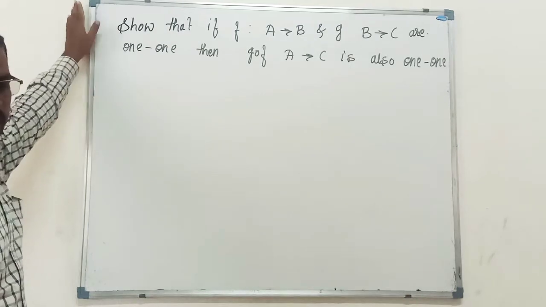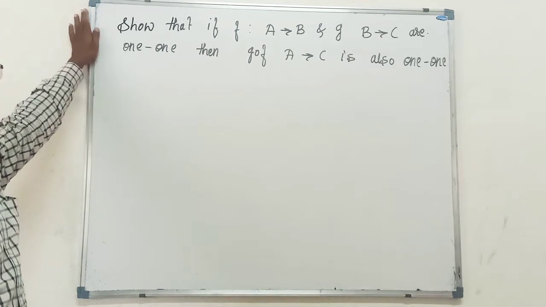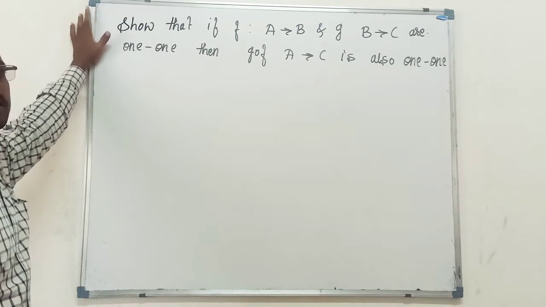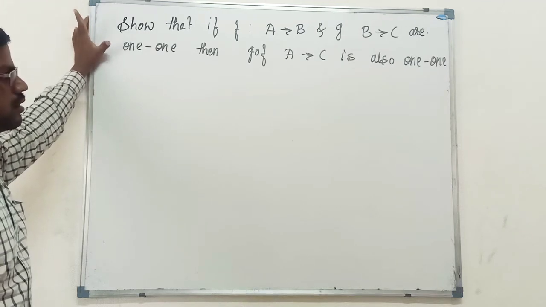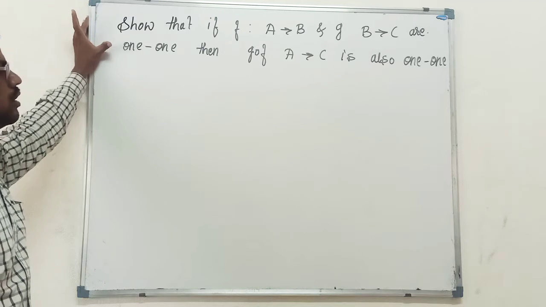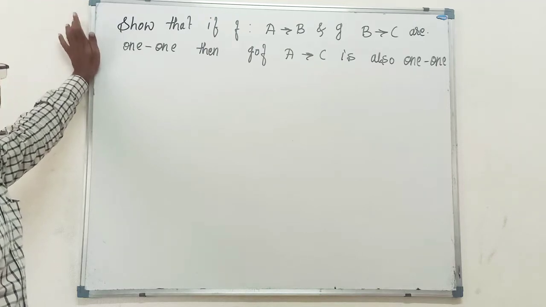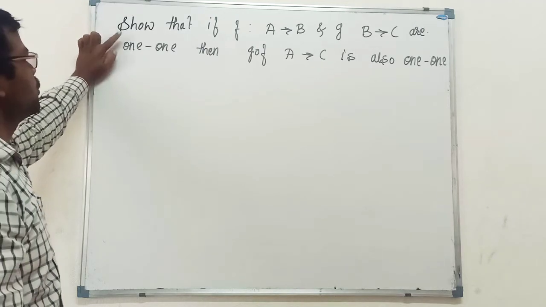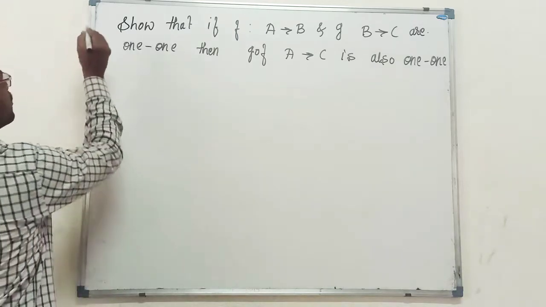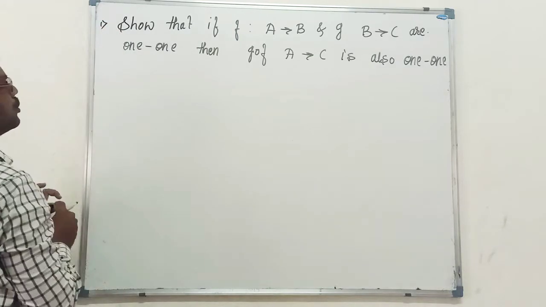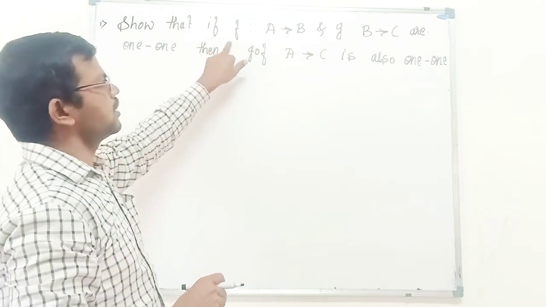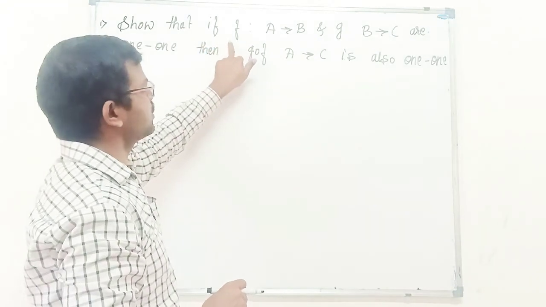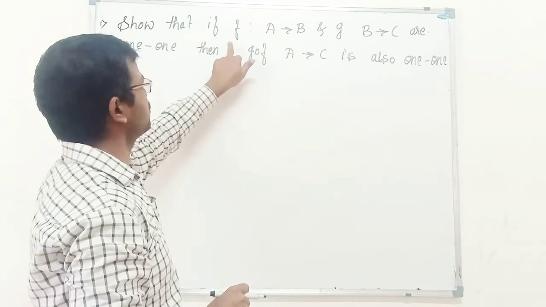Next we come to examples regarding the composition of functions and invertible functions. We first discuss the composition of functions, and later we move to the invertible function. So what is the first example? Show that if f is a function. This example is very important, so it may be asked in certain examinations also.